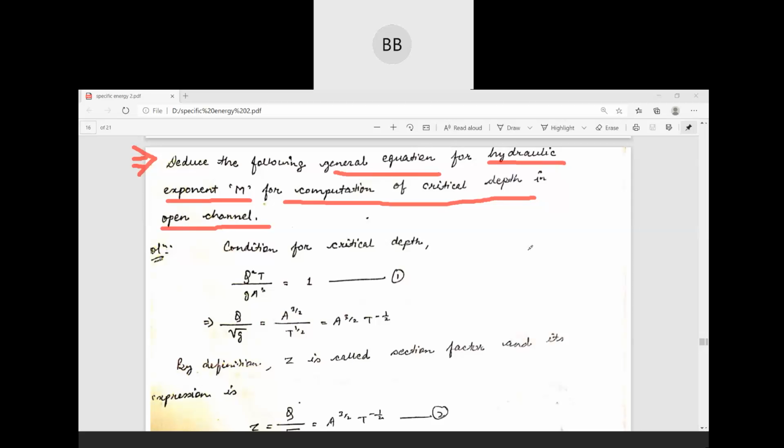So first you write down this. What we are going to discuss in this topic, we are going to derive an expression or a general equation for hydraulic exponent, that is capital M, for computation of critical depth in open channel. Okay.